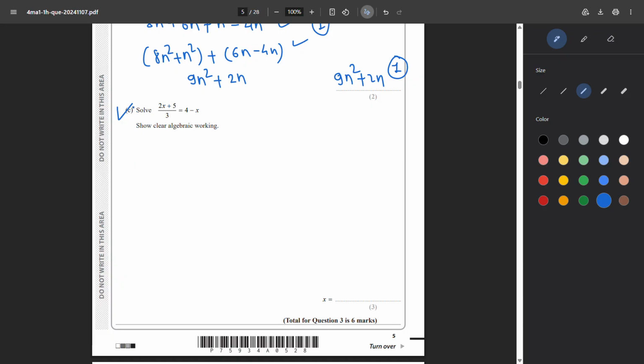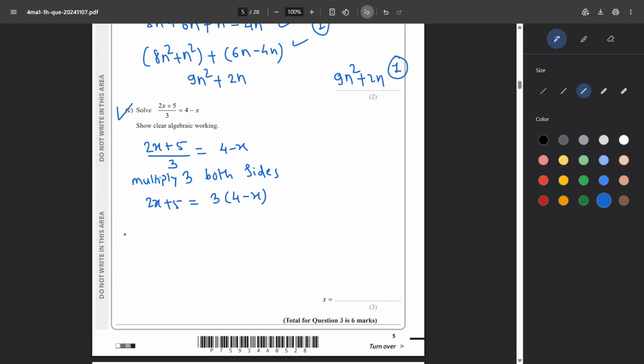You have to solve this equation and find the value of x. So what we'll do first, initially I'm writing the same equation: 2x plus 5 over 3 is equal to 4 minus x. What I'm doing, I'm just multiplying 3 on both sides. So here you will get 2x plus 5, the 3 gets cancelled on the left hand side. On the right hand side you will get 3 times 4 minus x.